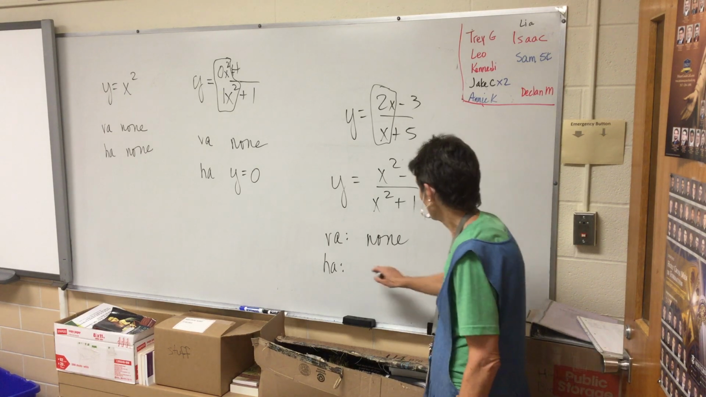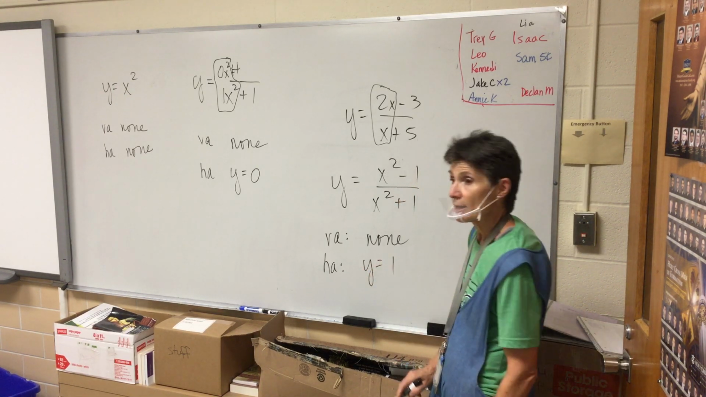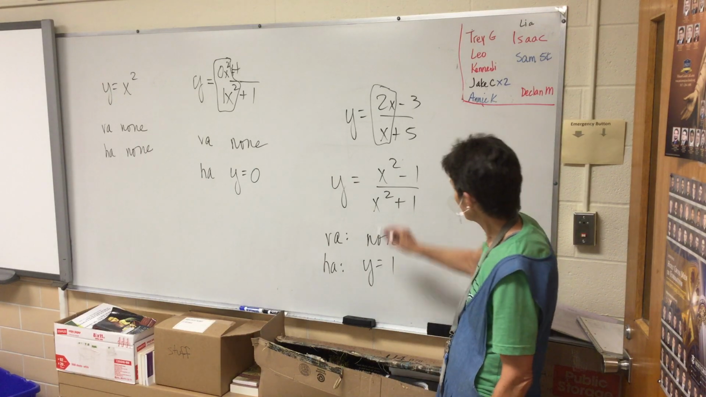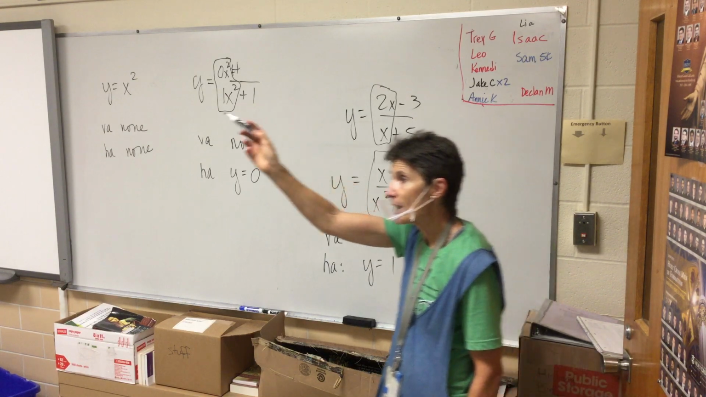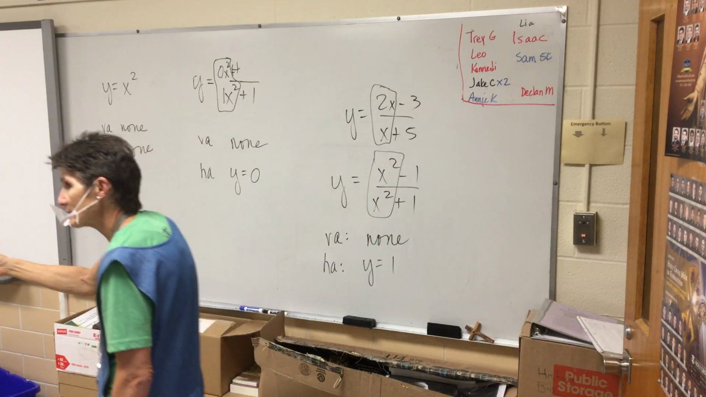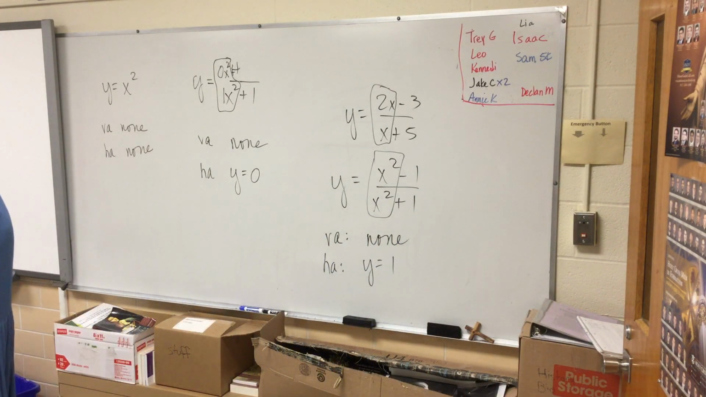What about a horizontal asymptote in this problem? It is 1. Y equals 1. And why is it y equals 1? Look right here, guys. When you compare your top x's with your bottom x's, you get 1x squared over 1x squared, which makes 1.